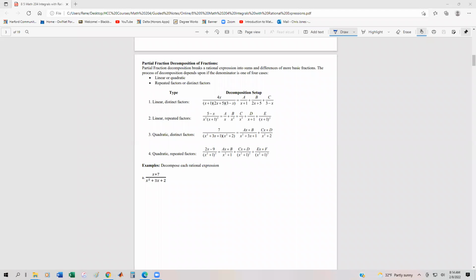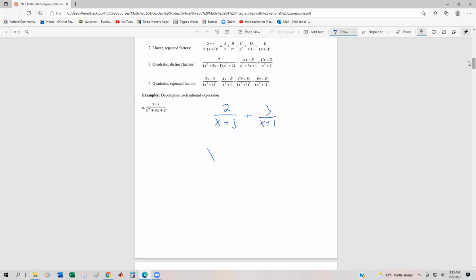In this section, we're just going to take a look at how we do a partial fraction decomposition, not actually evaluate any integrals that contain the rational expressions. First of all, let me go through what we're trying to achieve with this. Generally, and you might remember this from pre-calculus, if you have something like 2 over x plus 3 plus 3 over x plus 1, what you would do is get a common denominator of (x plus 3)(x plus 1).